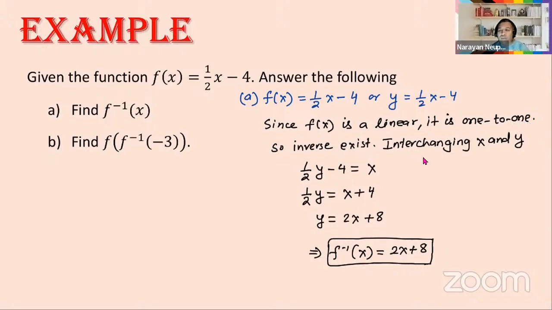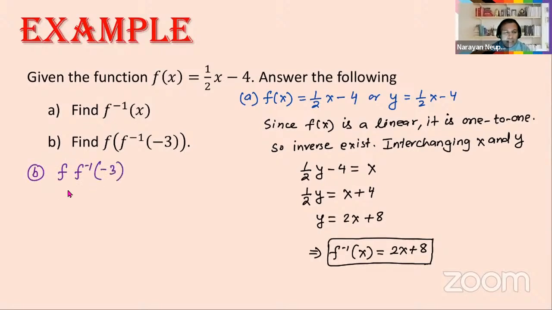And in order to find the inverse, we have to interchange the role of domain and range. That is, we interchange x and y and then solve for y. The new y value that you obtain is the inverse function. Now for part B, let's see. In part B, we are asked to find f of f inverse of -3.